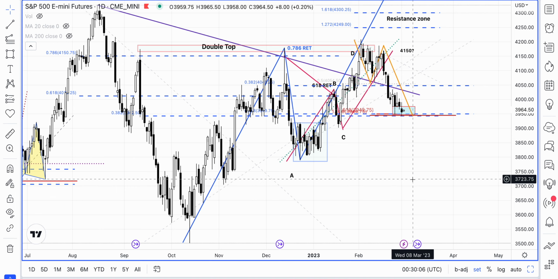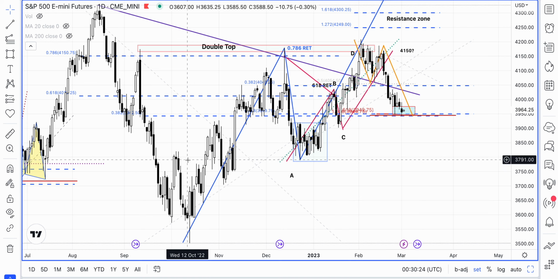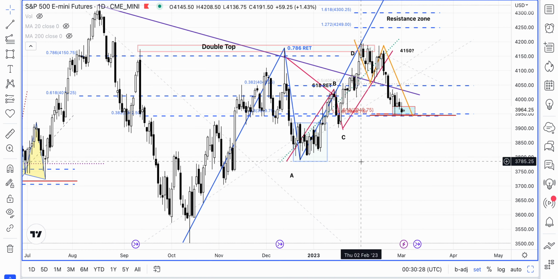We are taking a look at the daily chart of SP 500 E-mini futures. If you have been following our channel and the videos, we had been looking at a key level of 39.40 to 39.39 for some time, and it is because this level is the 38.2% Fibonacci retracement of the lows of 13th of October 2022 last year to the highs of 2nd of February 2023.